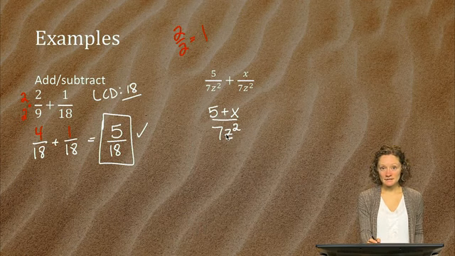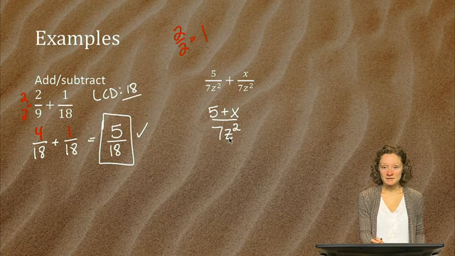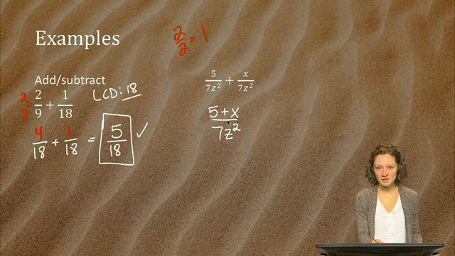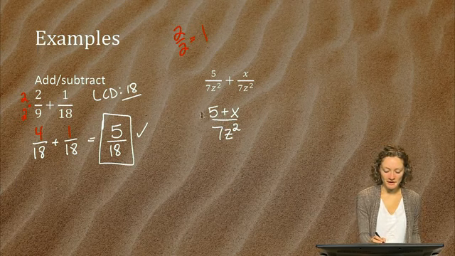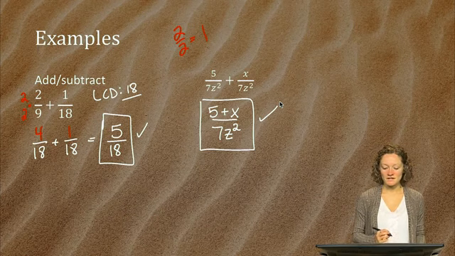Okay, the last step is to then simplify. And remember, this means factor and look for things that are the same, different factors, top and bottom, to cancel out. Well, it's one term in the denominator, and there's nothing that these two have in common. There's no way to factor, so this is it. 5 plus x over 7z squared.